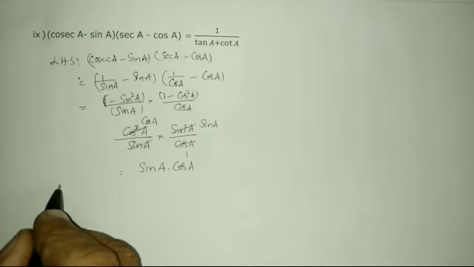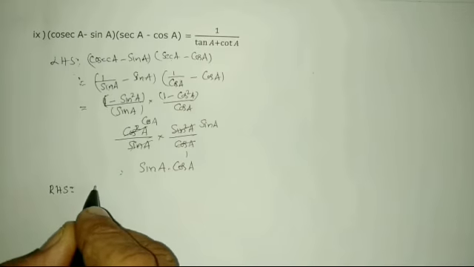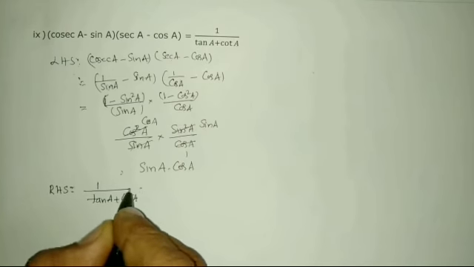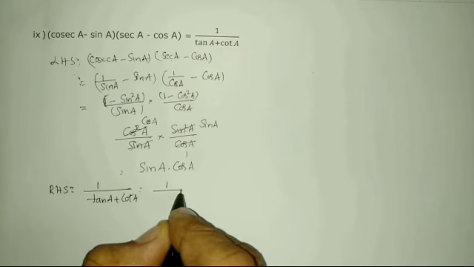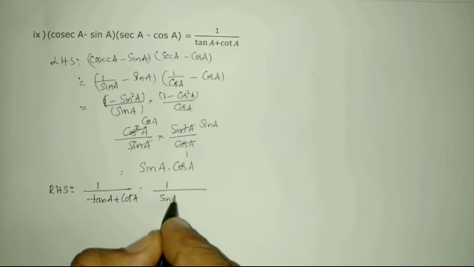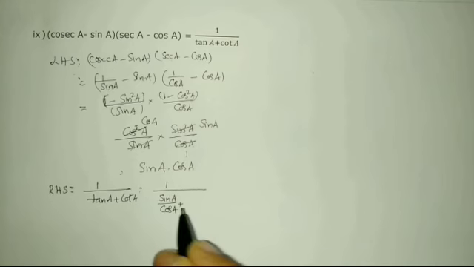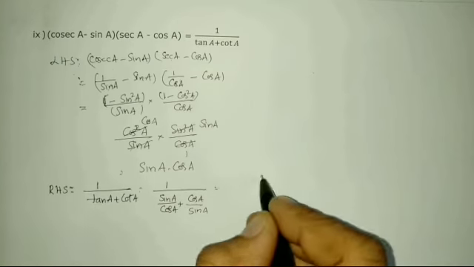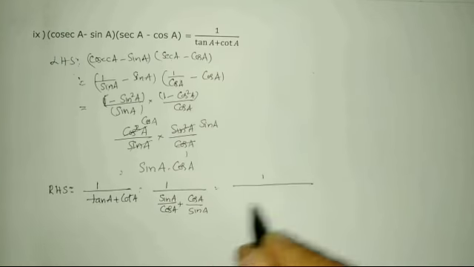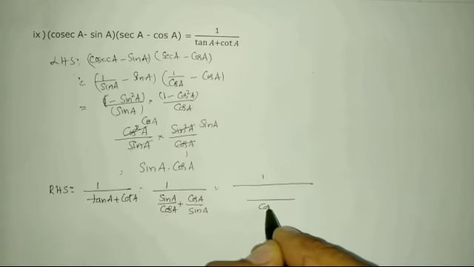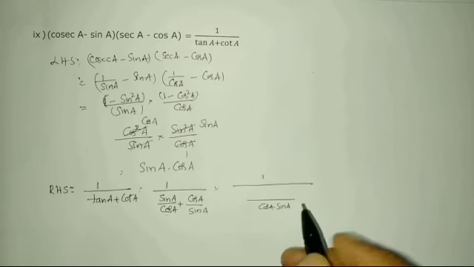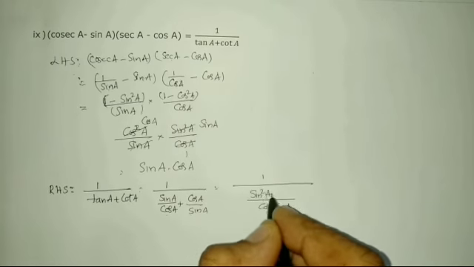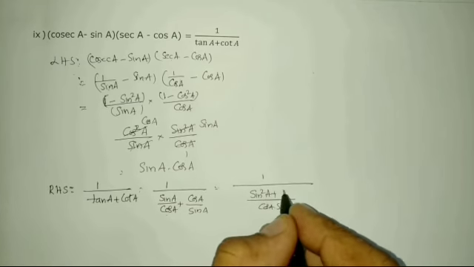Now we take the right hand side and we see what is there in the right hand side. 1 by tan A plus cot A. 1 by, tan A means sin A by cos A plus cot A means cos A by sin A. Here, 1 by, for these two, LCM is cos A into sin A. Sin A times sin A, sin square A, sin A cos A times cos A into cos A, cos square A.